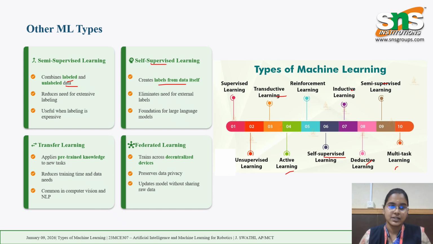It creates the labels from itself. Transfer learning transfers knowledge from predefined knowledge and assigns it to a new task. And federated learning trains across decentralized devices, gets from the neighbor device and assigns the labels here. In the next lecture series we will discuss supervised and unsupervised learning in depth.